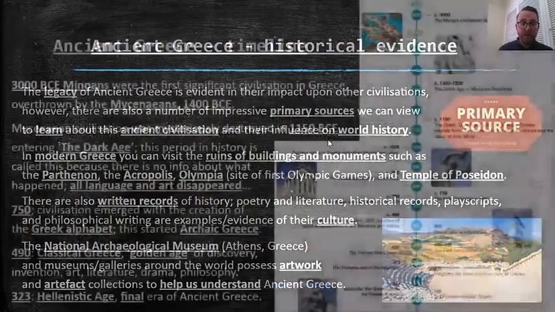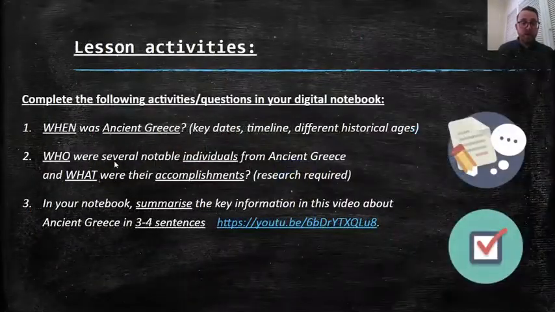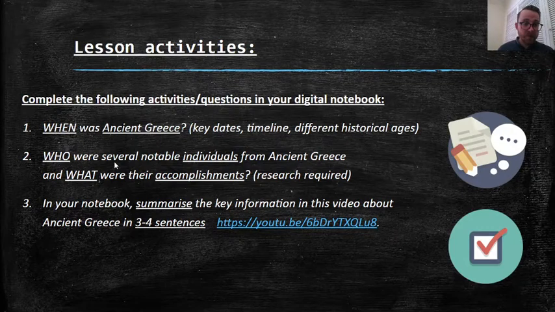And again, 2 or 3 sentences, who was this famous individual from Greece, this important individual, and what were the important accomplishments that they achieved? What did they do for ancient Greece? Why are they so famous? And then finally, question 3.